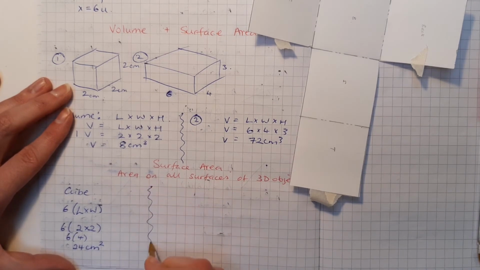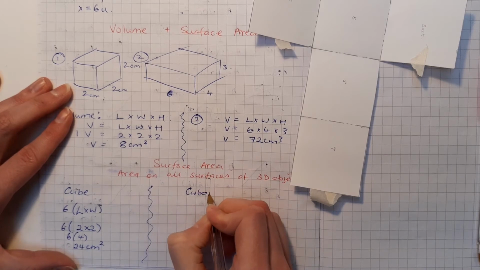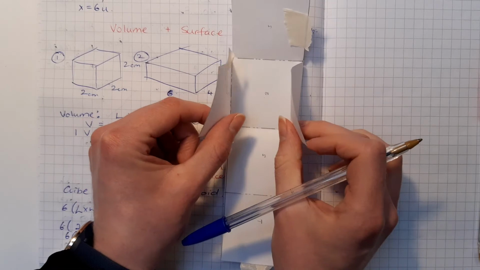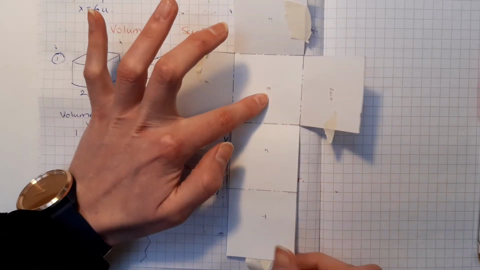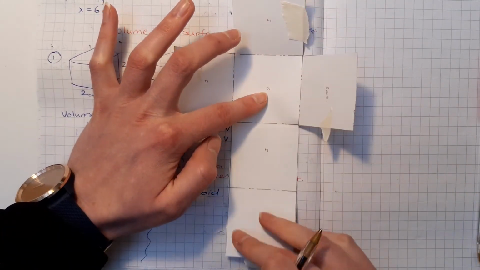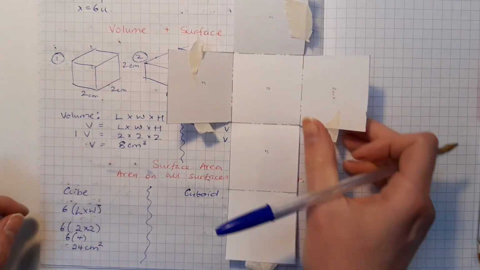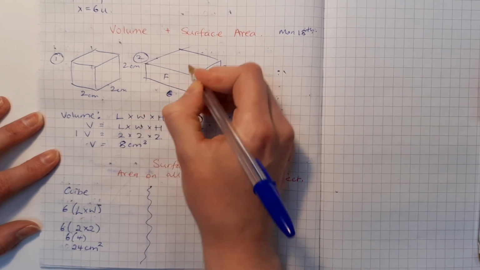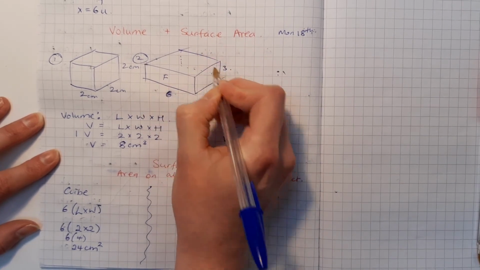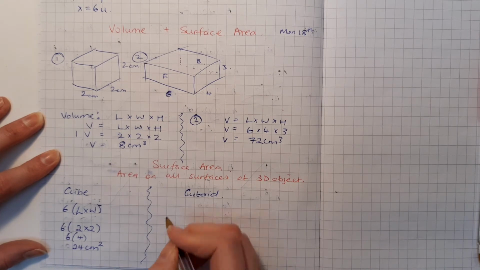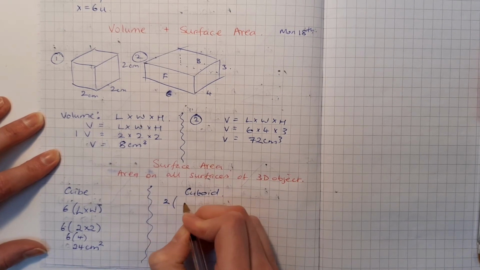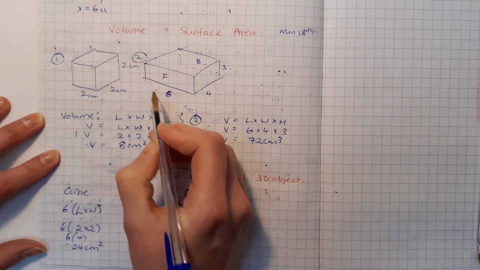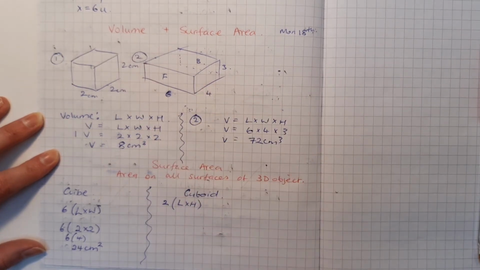For a cuboid, it's slightly different. As I was trying to explain earlier on, the front and the back are the exact same measurements. The bottom and the top will be the exact same measurements. And the 2 sides, because they're opposite each other, will be the exact same measurements. So I'm just going to demonstrate from this. This is the front, and that's the back. They're the exact same size. So there's 2 of them. And that's going to be the length by the height, which is a 6 by 3, because they're the same.